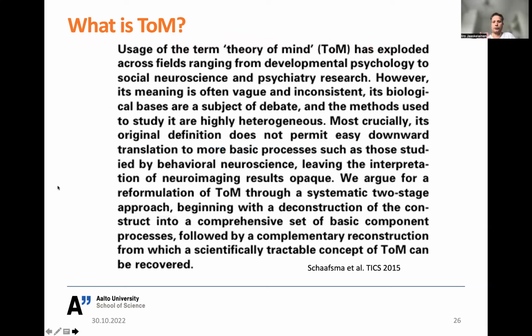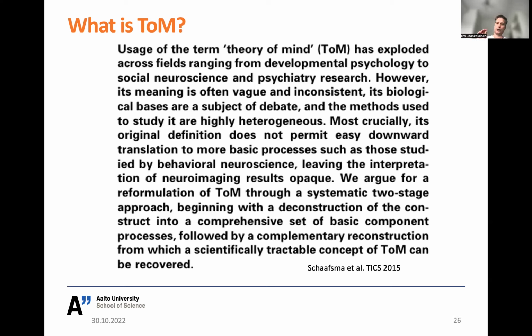But theory of mind, according to a recent very interesting article, should be broken down to even more fundamental parts. So as stated by these researchers in their 2015 TICS paper, the use of their term theory of mind has exploded across fields ranging from developmental psychology to social neuroscience, psychiatry research. However, the meaning is often vague and inconsistent. The biological bases are subject of debate, and the methods used to study it are highly heterogeneous. And the original definition does not permit easy downward translation to more basic processes, such as those studied by behavioral neuroscience. And because of this, the interpretation of neuroimaging results is left quite vague.